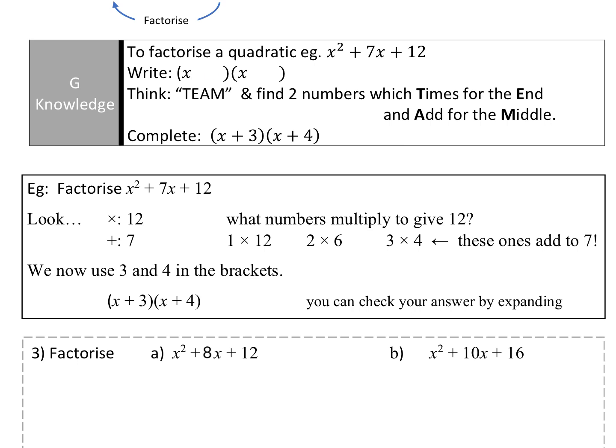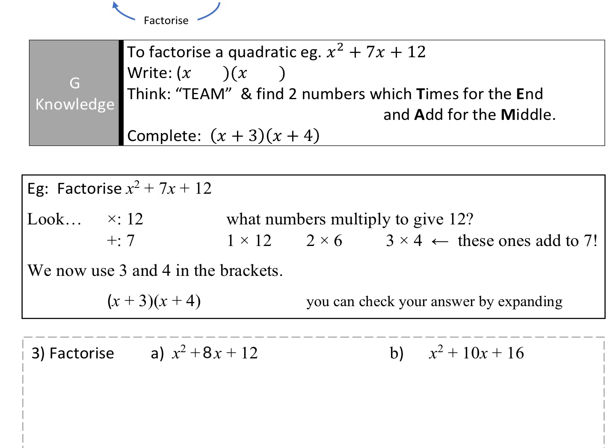How do we get these two blanks then? Where do they come from? Well, you need to think about TEAM. This is a way to get you to remember how these numbers come about. TEAM means we're going to try and find two numbers. These two numbers have to times for the end, times to give 12, and they have to add to give the middle, which is 7. So if we look down here, we write that in short: times for the end, times to give 12, add to give the middle, add to give 7, the number in front of the x.